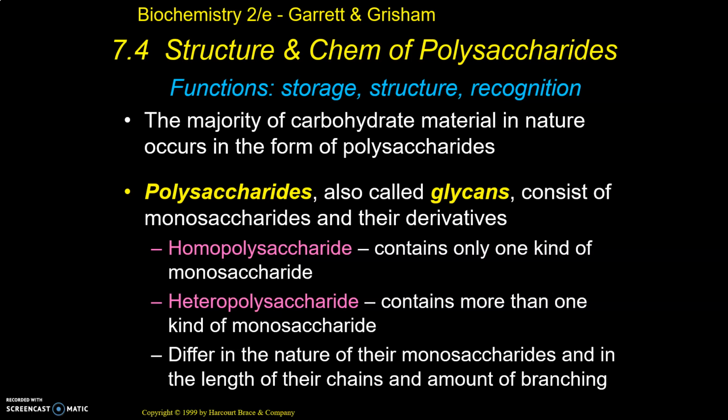They're also called glycans because they can be made up of monosaccharides or a derivative of another saccharide. And most of the carbs that we find in nature are polysaccharides, okay? So they can be a homopolysaccharide, meaning they only contain one kind of monosaccharide unit. So you could imagine here, this would be like a protein that was fully made up of glycine.